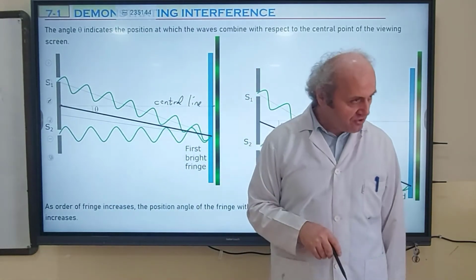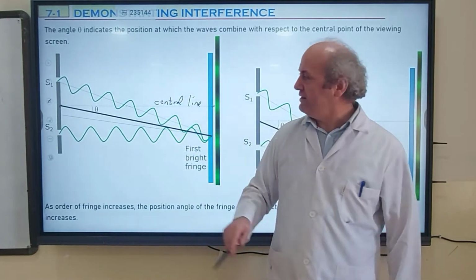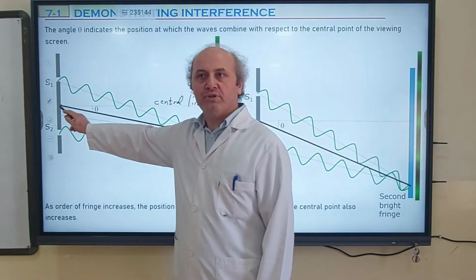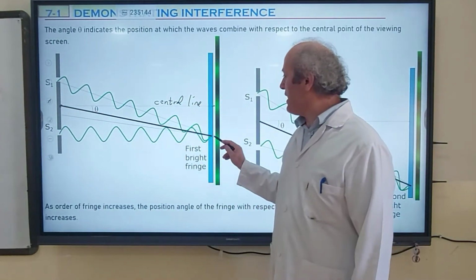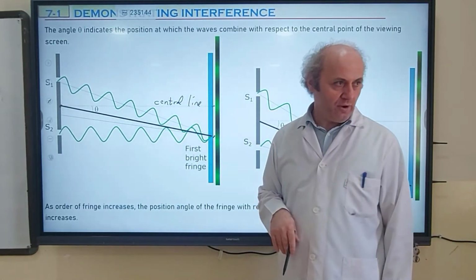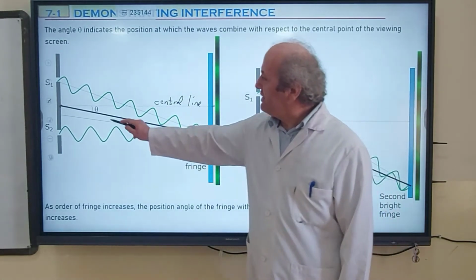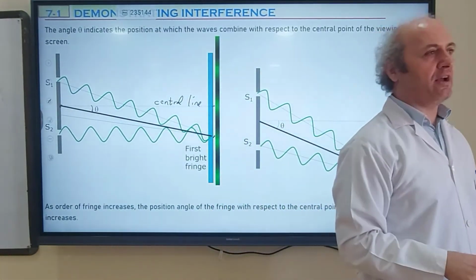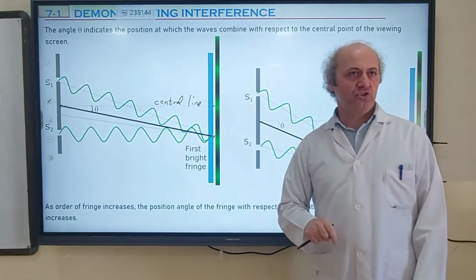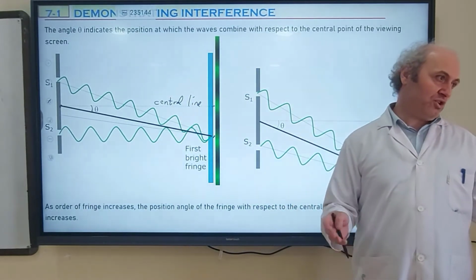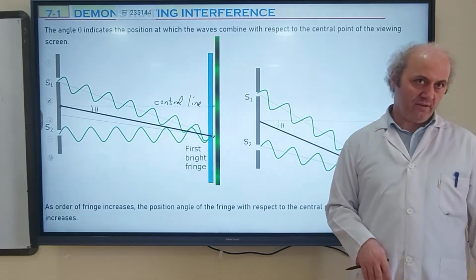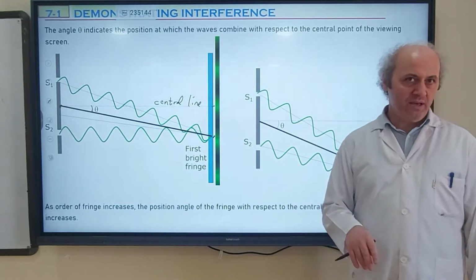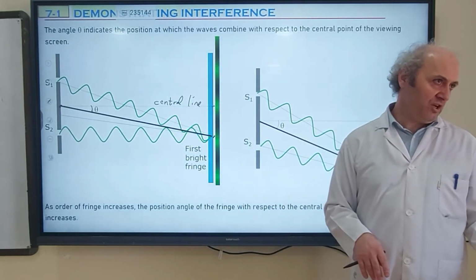Angle between the central line and the position line. What is the position line? Again, from the midpoint of the sources to where the fringe is. You are going to draw another line. Theta is the angle between these two lines, which is the position angle of this bright fringe. But every location of every bright fringe is different, so these angles must be different for each fringe.